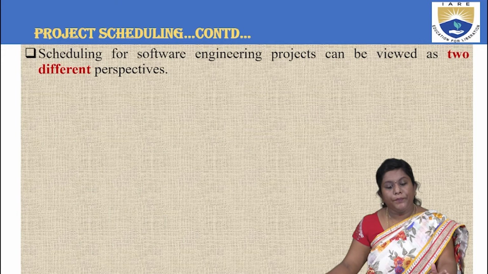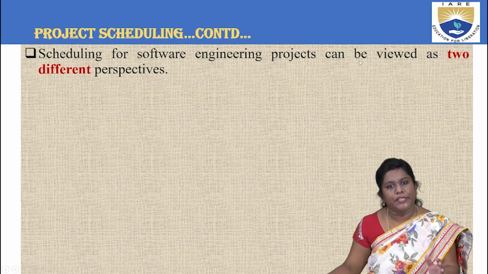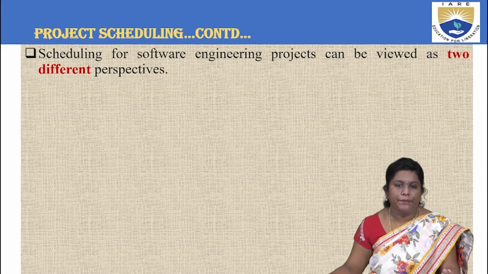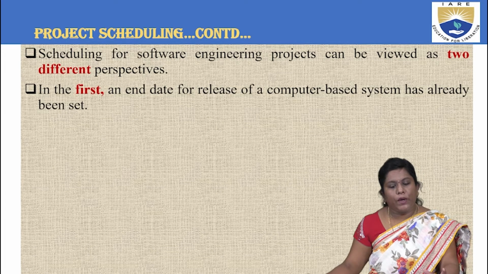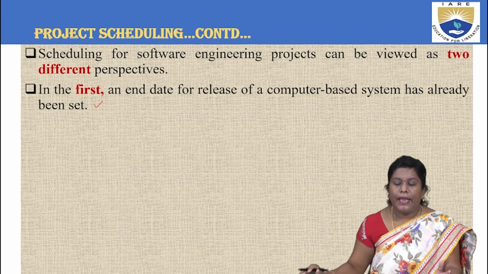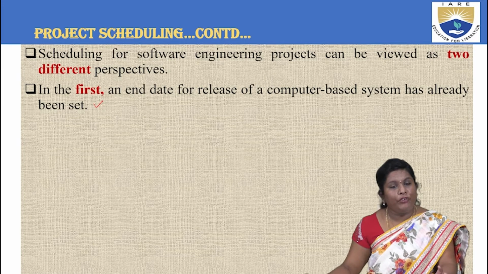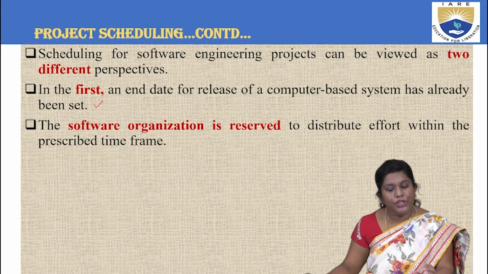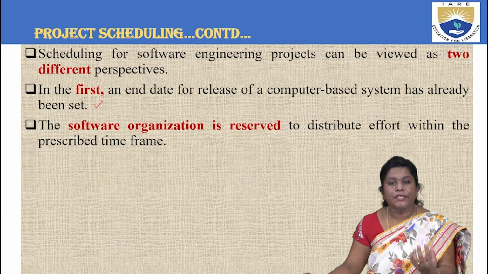Next. So moving further, we are looking at the scheduling concepts in two notions or two different perspectives, right? Scheduling software engineering projects is based upon two different perspectives, or we have two different notions of it. So what is the first one trying to tell us? In the first one, the end date for release of the computer-based system has already been set. So what is the first notion trying to state? That the end date of release of whatever work you have to do is already set, right? And the software organization is also given the effort and the prescribed time frame.